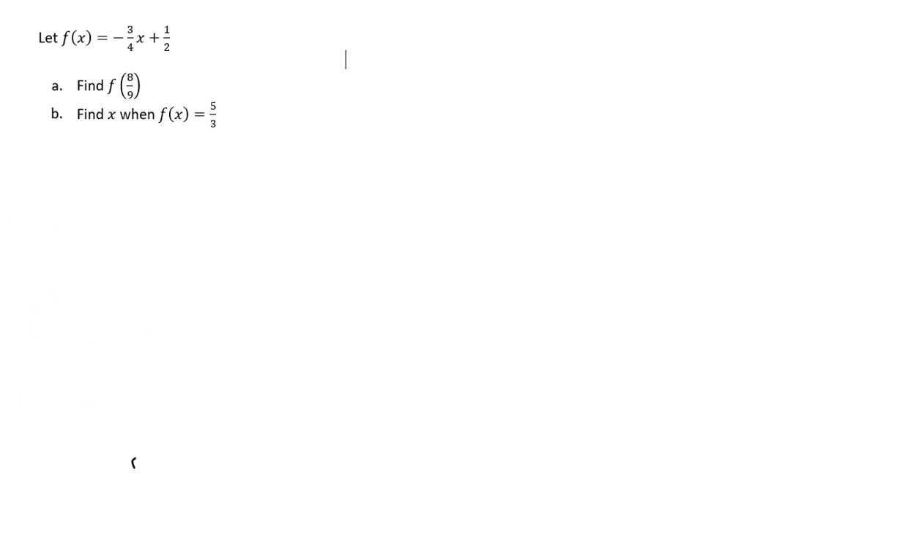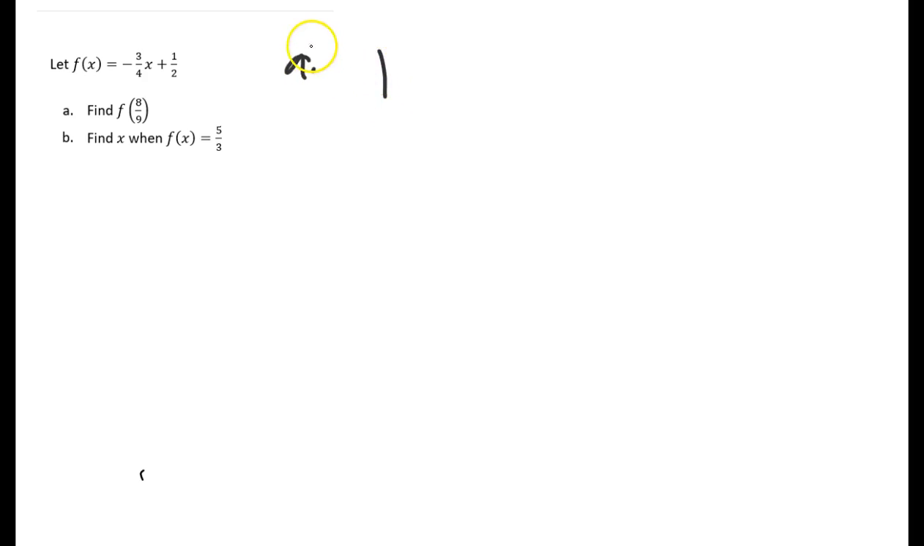Okay, so we are going to do some function stuff here now, right? I have this function, negative 3/4 x plus 1/2, right? So we're going to take the two different cases that we have. One is when we're given an input and we've got to find the output. The other is when we are given an output and we're trying to find the input, right? So it's very important that we understand which case is which, right?